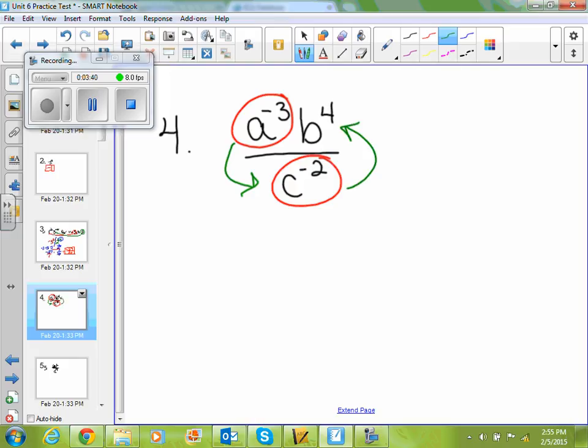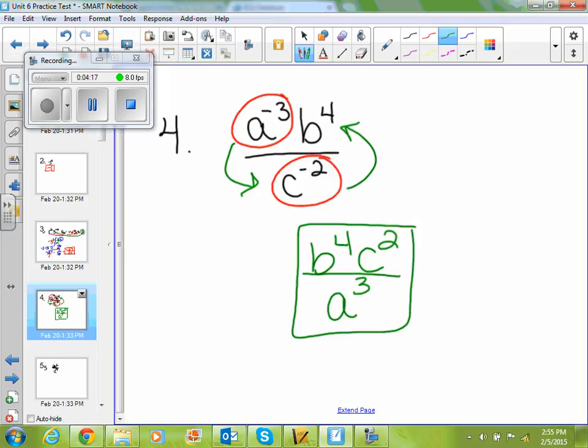So then what's on top is B to the 4th and now C to the 2nd. That 2 becomes positive when we move it up. Whenever you move something, you have to change the sign, so that C becomes positive. And then that A comes to the bottom, and the 3 becomes positive. So B to the 4th, C squared all over A cubed. The C can come before the B; you don't have to write them that way. I just think it looks better in alphabetical order. So it could be C squared B to the 4th. Does that make sense? Any questions on number 4?